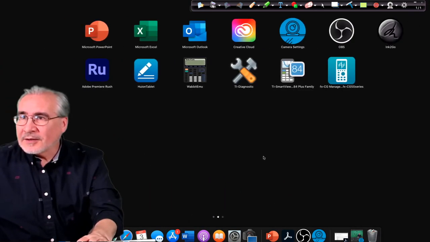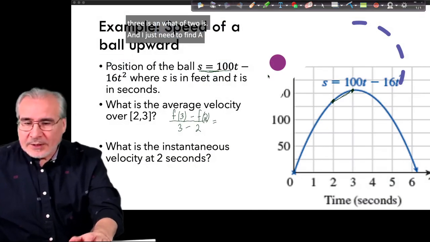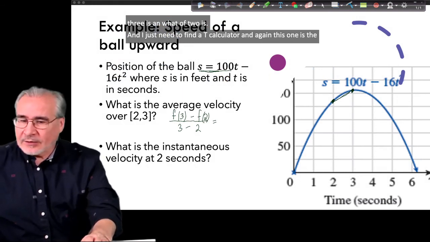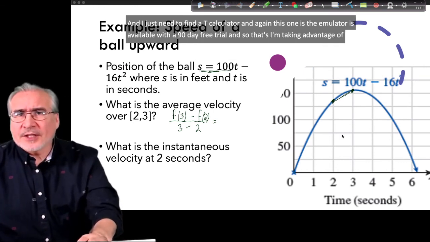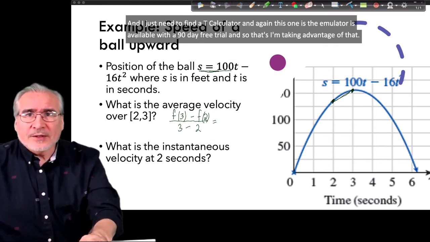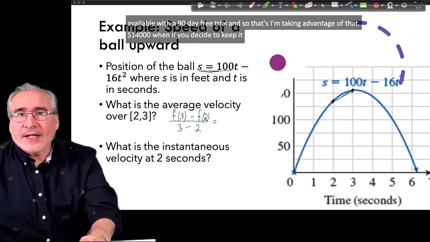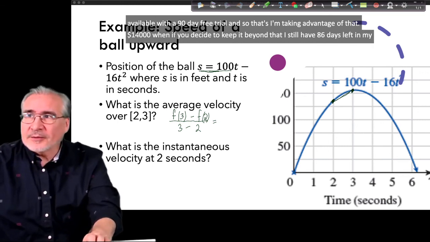And I just need to find a TI calculator. Again, this emulator is available with a 90-day free trial, and so I'm taking advantage of that. It's about $140 if you decide to keep it beyond that. I still have 86 days left in my trial, so I'm going to use it for a while here.